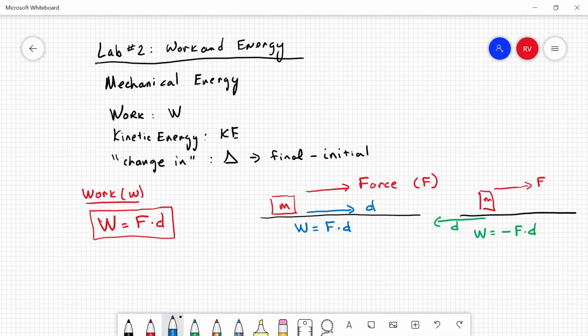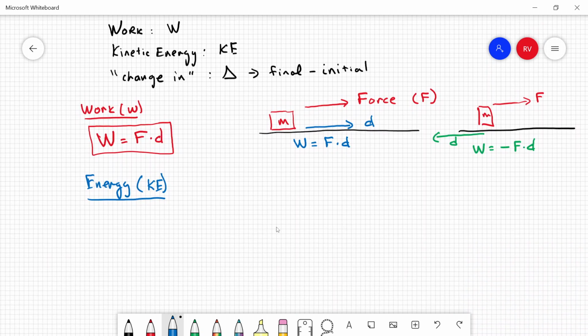Our next thing is energy. And in this case, we're going to specifically be talking about the mechanical energy or the kinetic energy. Okay. So our kinetic energy, as again you saw in lecture, has a definition of 1/2 times the mass of the object times the speed of the object squared.